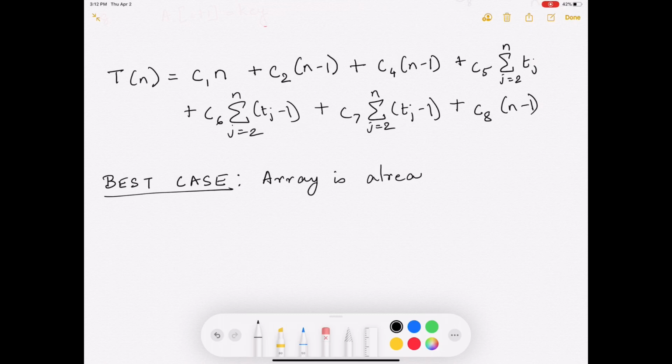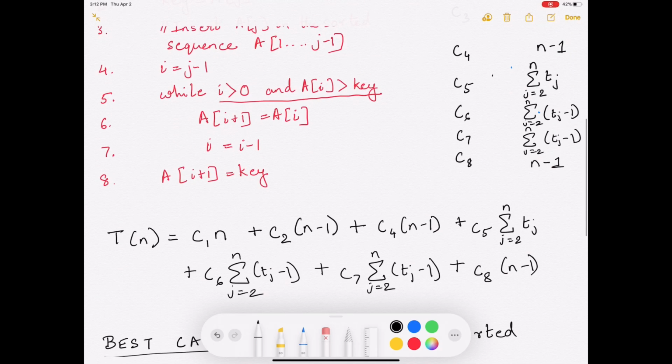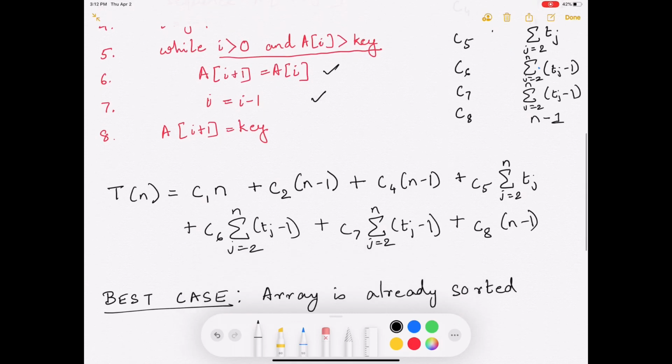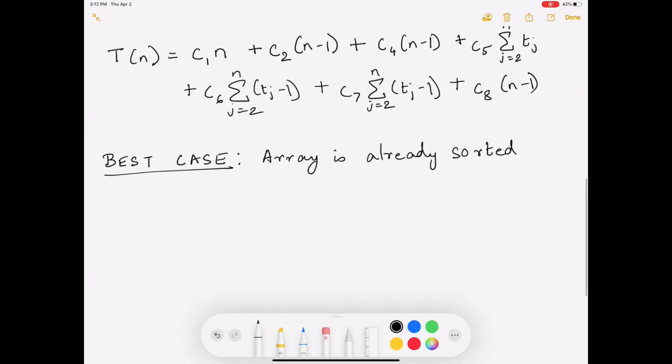The array is already sorted, but you don't have to insert any element in place. So essentially, these lines inside the while loop, that is line 6 and 7, they're never executed, because you'll always find that A[i] is less than key, and you'll just not go inside that while loop. So 6 and 7 are never going to get executed, and line 5 is going to execute once. Okay, so here tj is going to be 1.